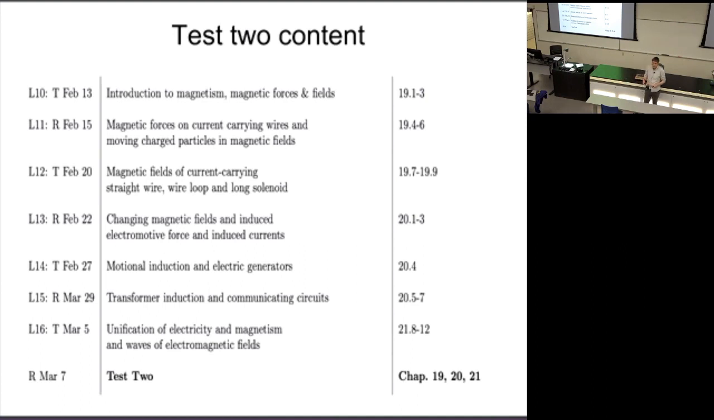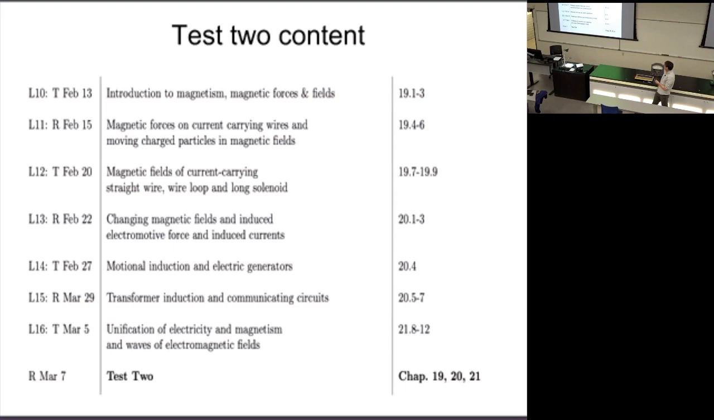So here's a list of it. After test one, we introduced the idea of magnetism, magnetic attraction, repulsion, magnetic north-south poles, magnetic fields. We then talked about the magnetic forces on currents or charged particles in magnetic fields. That was the field equation. We then talked about the magnetic fields that are created by currents, currents in straight wires, loops of wires, solenoids. We had equations for those.